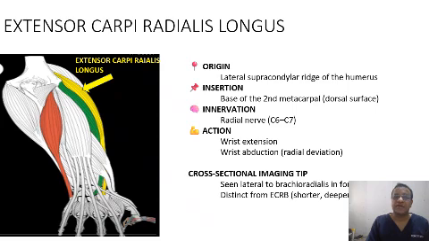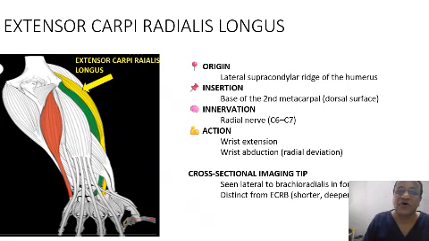Extensor carpi radialis longus, also abbreviated as ECRL, is one of the key muscles in the posterior compartment of the forearm, and it plays a vital role in wrist movements and stabilization. Understanding its anatomy is crucial not only for clinical diagnosis but also for interpreting cross-sectional imaging and planning radiotherapy.